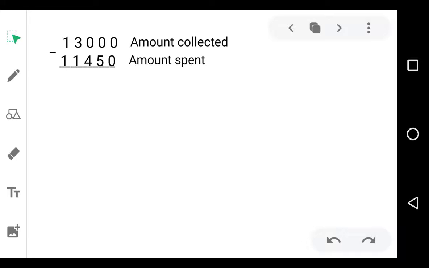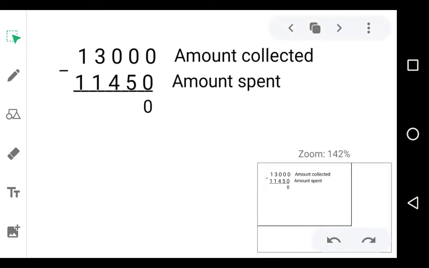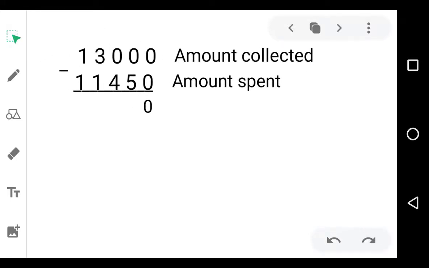0 minus 0, 0. Now we cannot subtract 5 from 0. So we borrow 1 from the next place. But again there is 0 on the next place, on the 100 place. So we borrow 1 from the 1000 place, and at the 1000 place there is 3. So 3 becomes a 2, and this 0 is 10, then this 10, 9, and this 10, this 0, 10. Now 10 minus 5, 5, 9 minus 4, 5, 2 minus 1, 1, 1 minus 1, 0.